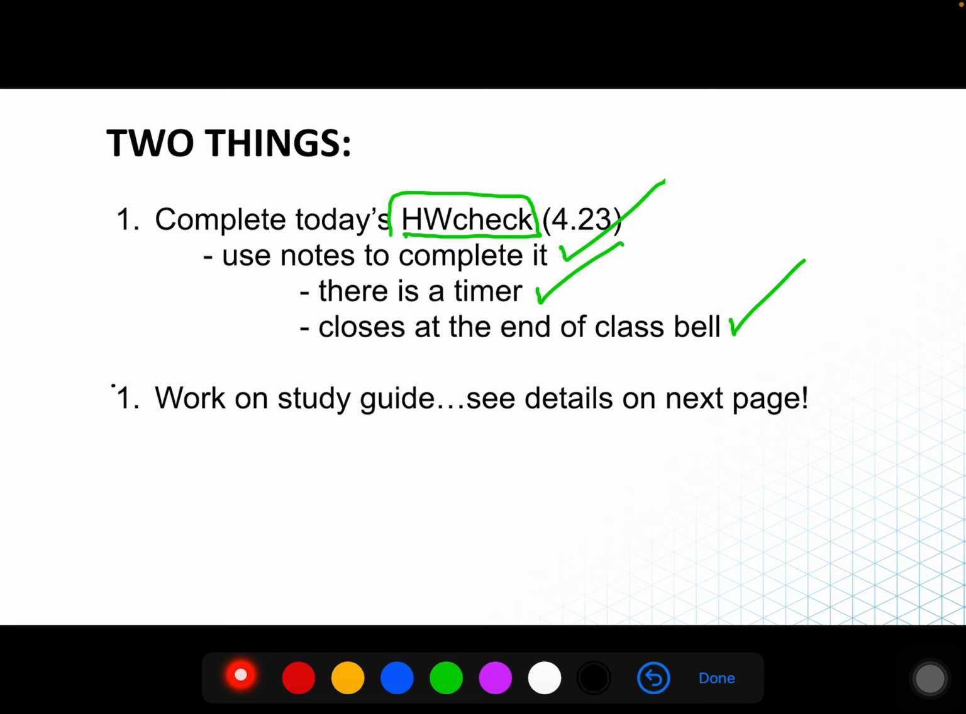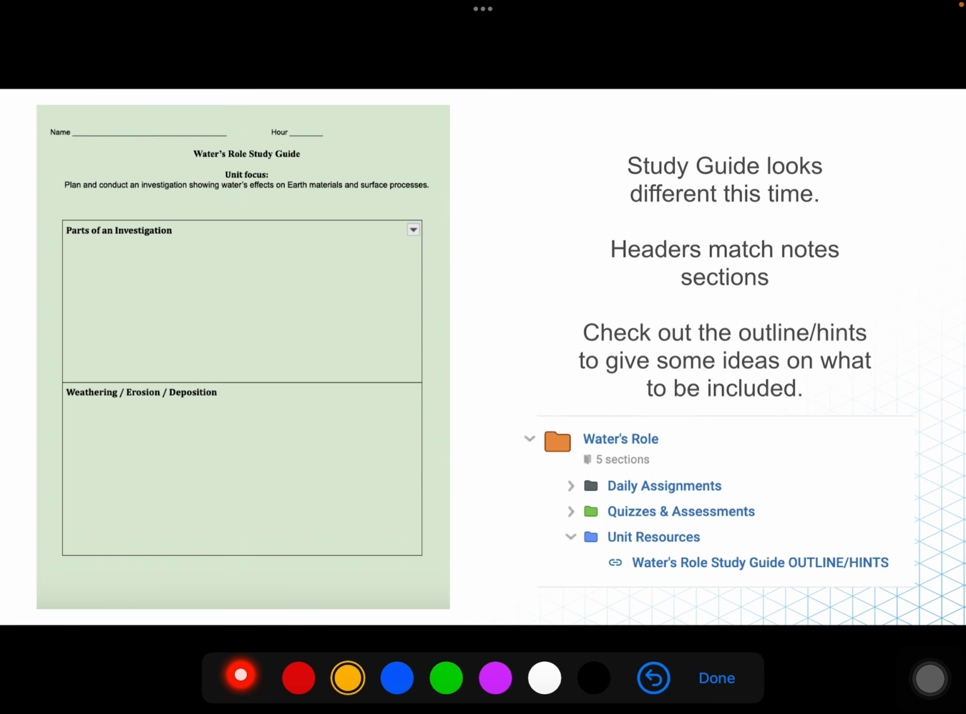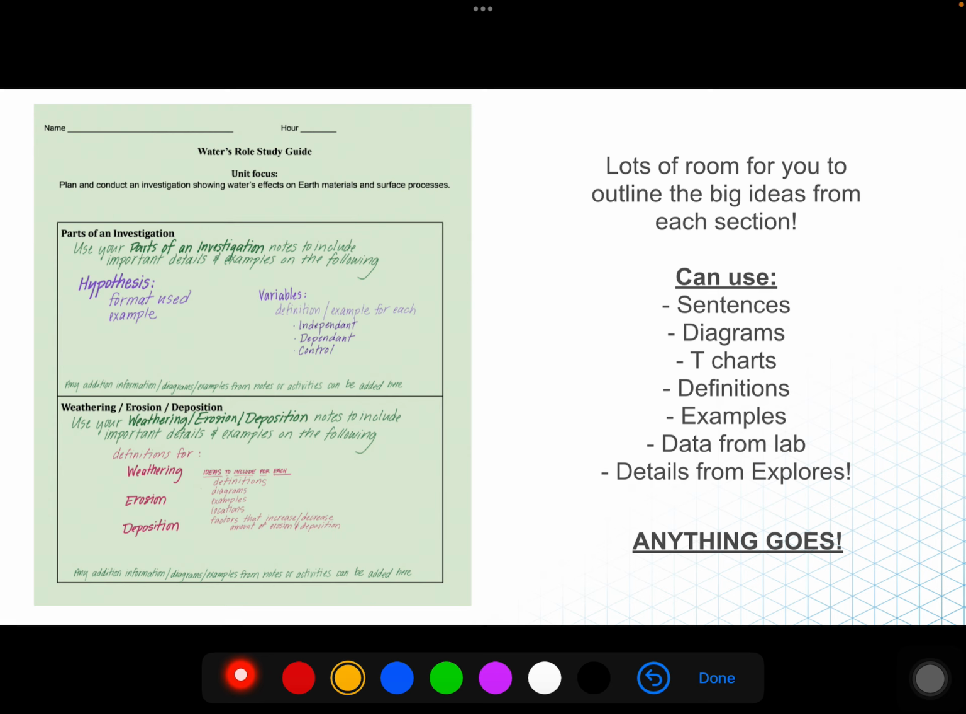Number 2 then is work on your study guide. And the study guide obviously looks a little different this time around. There's nothing in here, right? It's blank. You still have the headers to match the notes, but you also still have this unit resource to help you out. So I just want to show you what that looked like. Looks like this. So I'm giving you some reminders, some big ideas from each note section, and you get to decide how that looks.